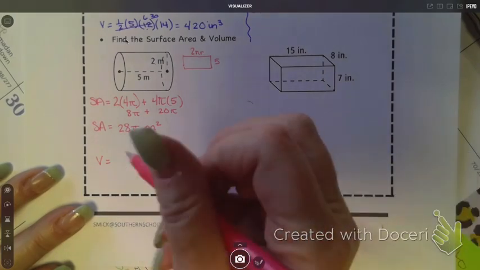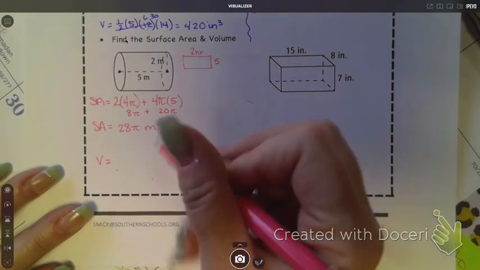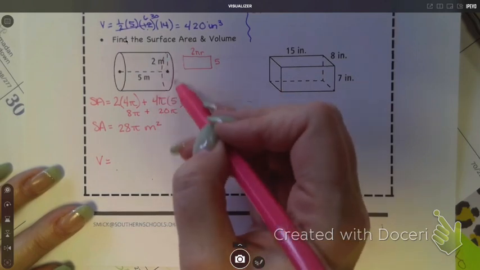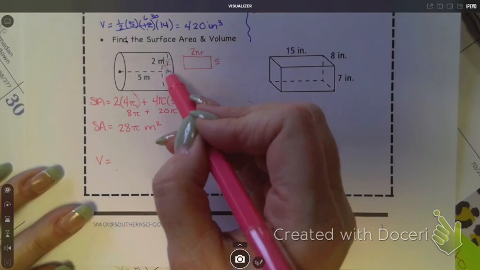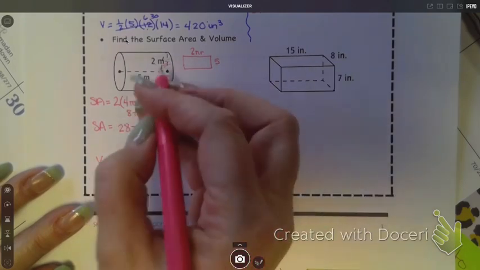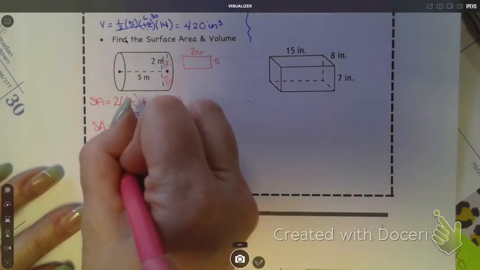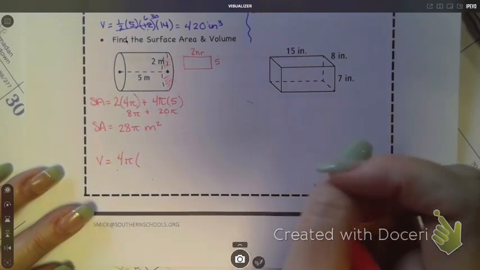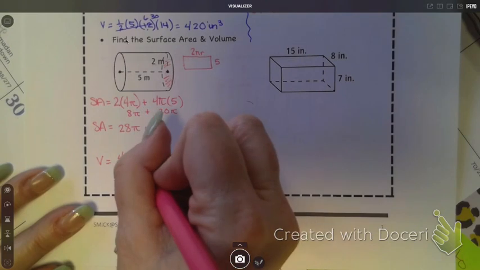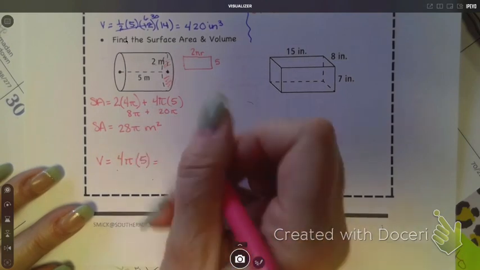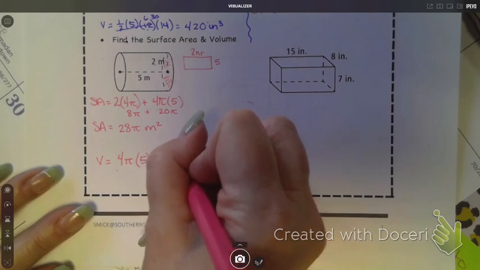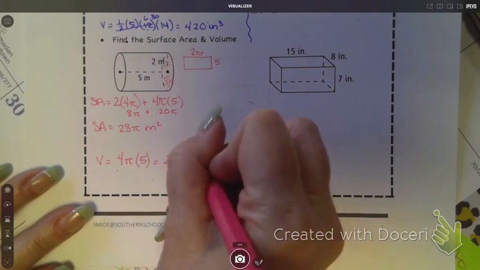Okay, so volume is the area of the base times the height. The base is a circle, yes? What's the area of a circle? Pi r squared. So 2 squared is? 4. So 4 pi times 5. So the volume is 20 pi meters cubed.